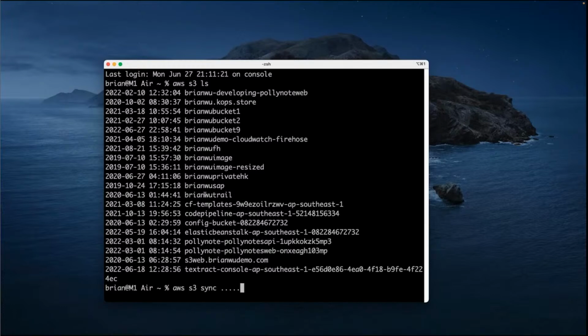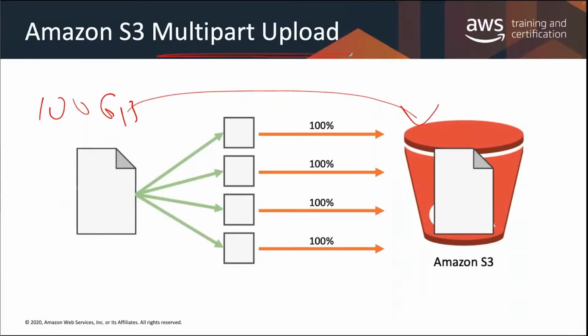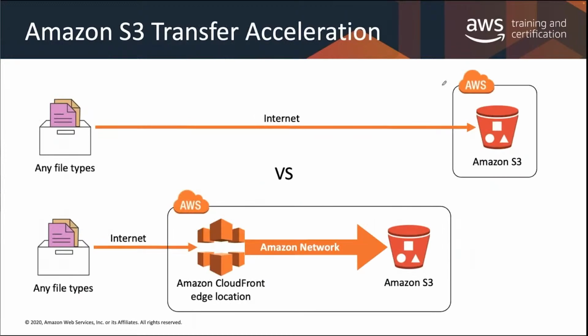By using the sync command, it will automatically do the multipart upload. It means it will break a large file into small chunks, small parts, and then upload to S3 in parallel. So it could be much faster. All right, so this is another feature.